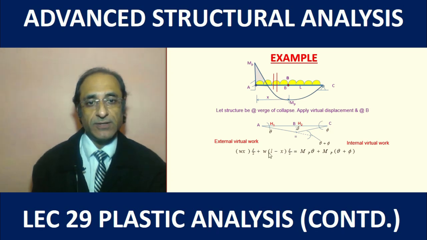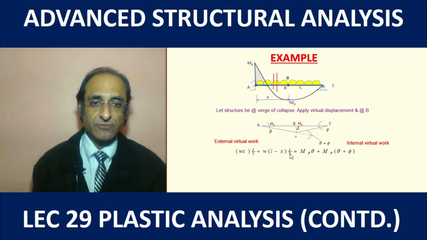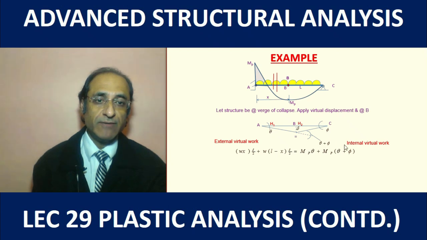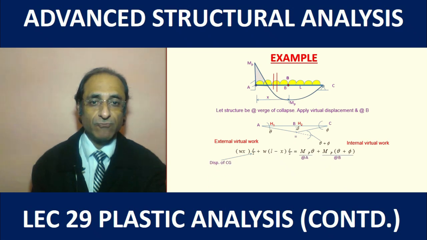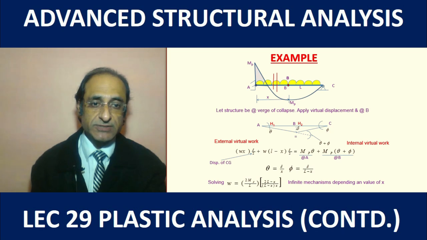So we have the total loads Wx and W(L minus x), and these are the external works which are added up, and then we have the internal works which are done at A and B. So at A we have MP theta, and at B we have MP (theta plus phi). Now we can also substitute here the values of theta and phi in terms of delta and x, and by solving this equation we get an expression for W. Now what we find is that there are infinite mechanisms depending on the value of x.